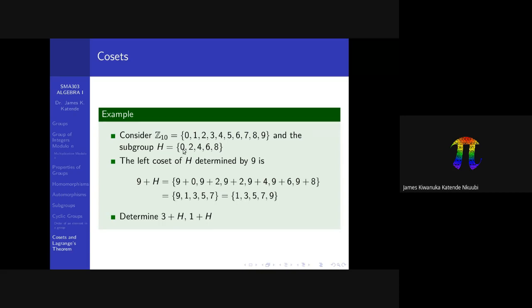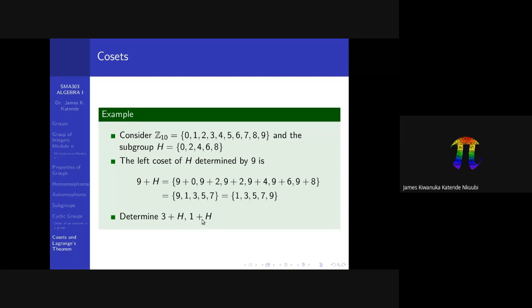Do you have a paper to write down? Get out your paper and pen. That's why I insist that you must pull out your pen and paper. The first thing is to add: 3 plus 0 will give you 3. 3 plus 2 gives 5. 3 plus 4 gives 7. 3 plus 6 gives 9. 3 plus 8 gives 11, but 11 does not exist; it is 1. So you end up with the same numbers: 1, 3, 5, 7, 9. So 3 and 9 will give you the same left coset.